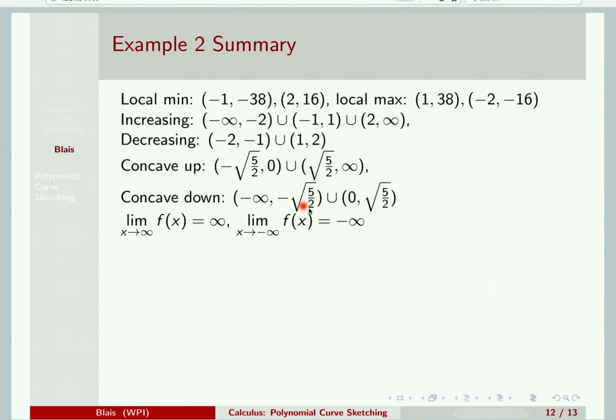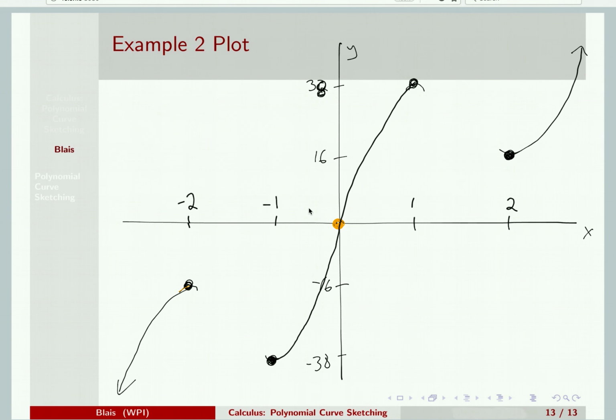Let's draw our other inflection x values. So remember, we had 0, but we also had x equals minus root 5 over 2 and root 5 over 2. And recall that root 5 over 2 was about 1.58. So around 1.6, we should have those inflection points. So a little right about here. So we should have an inflection point right about here. And right about here.